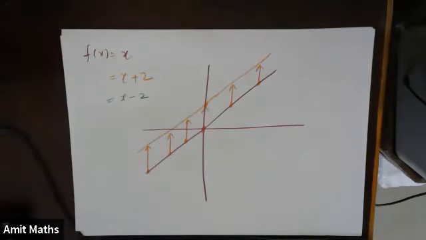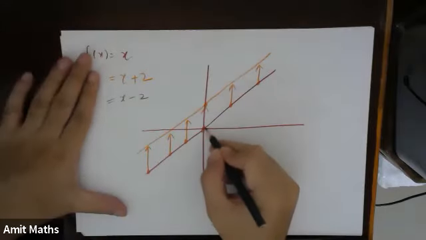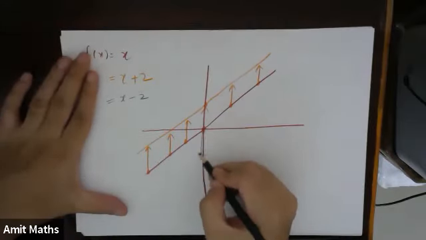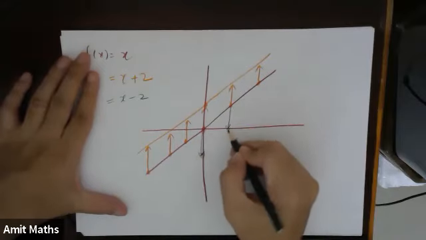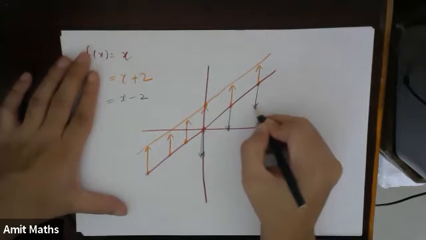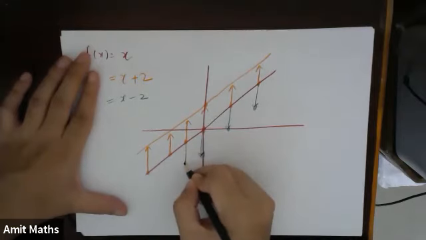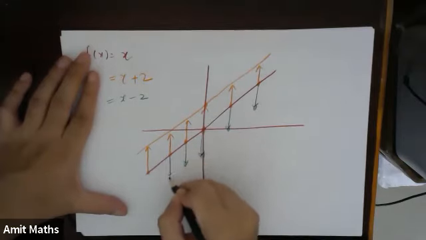Suppose x minus 2. What will happen to the same point? Now the same point will shift 2 downward.